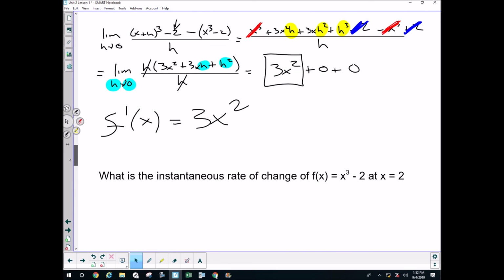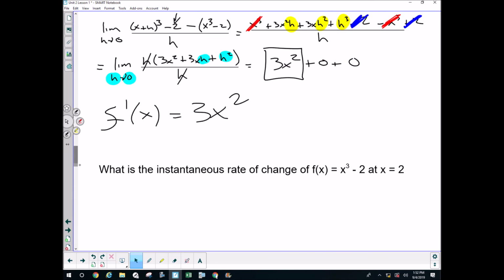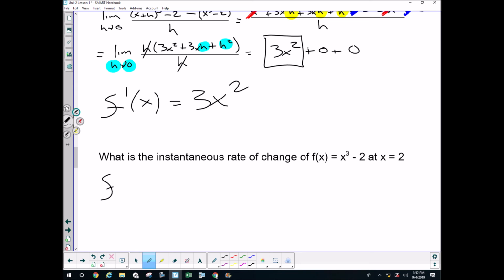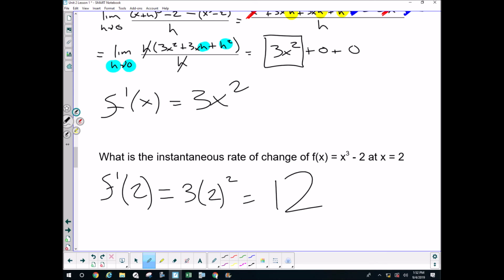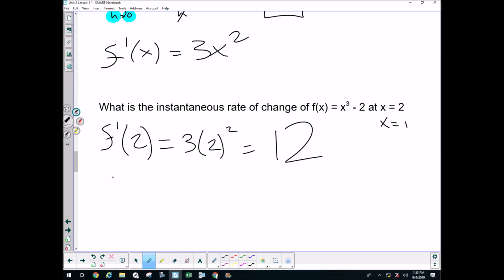I can take this and plug in 2. What do we get? 12, the number we were expecting to get that we found using our calculator. Now this is phenomenal. What about at 1? 3. My friends, this is phenomenal. This is the alternate approach that mathematicians had to use because they didn't have a calculator.